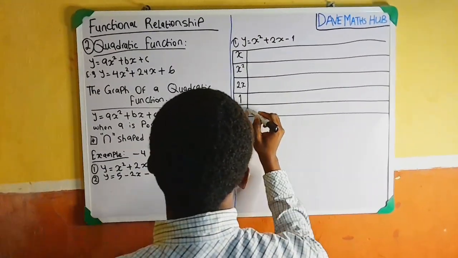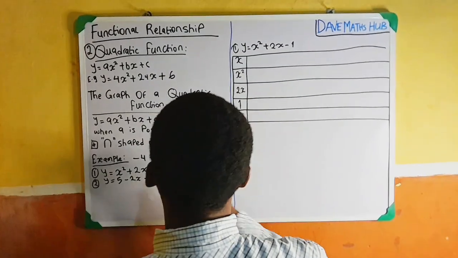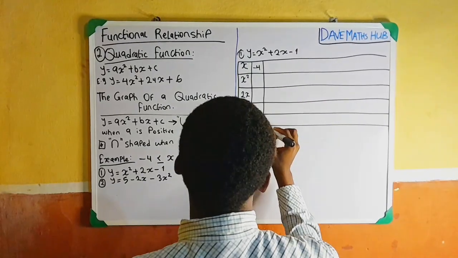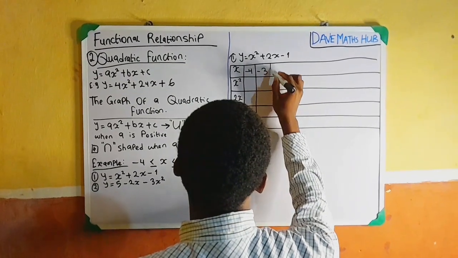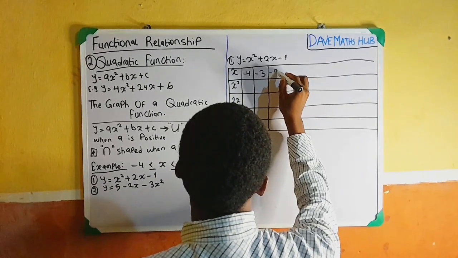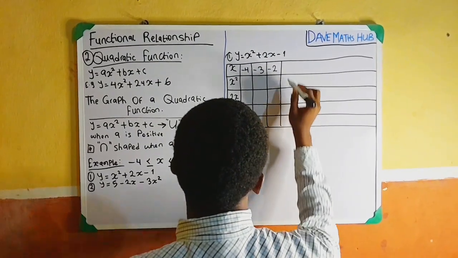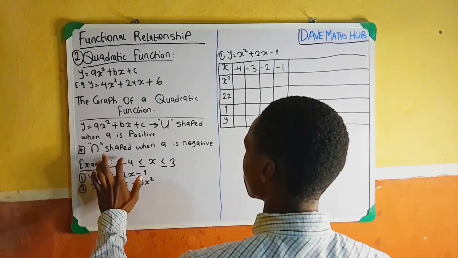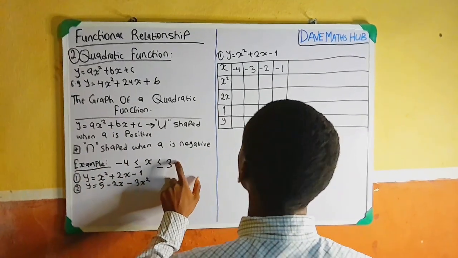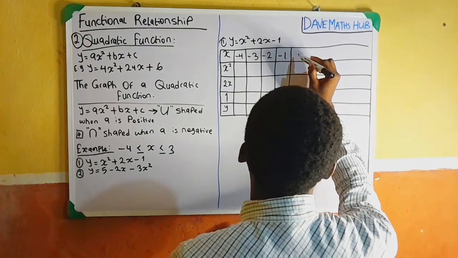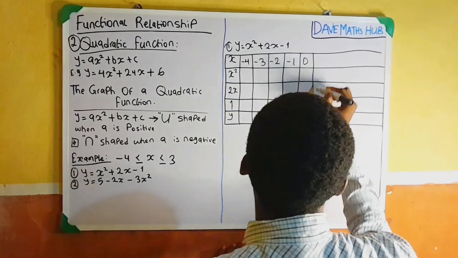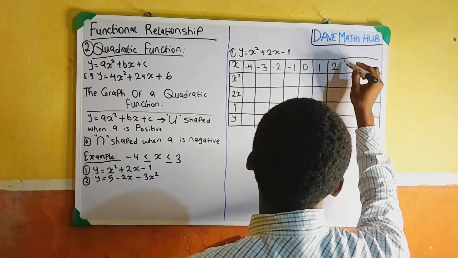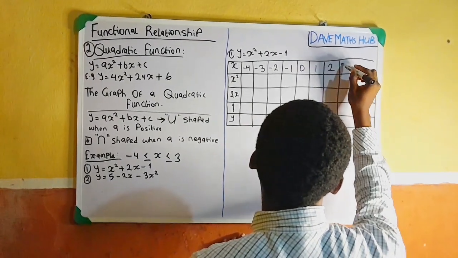Now, the reason for this x here is to put it in the constraint, which is starting from -4, -3, -2, -1. Now it has a limitation that we should not exceed 3. So this is -1, 0, 1, 2 and 3.